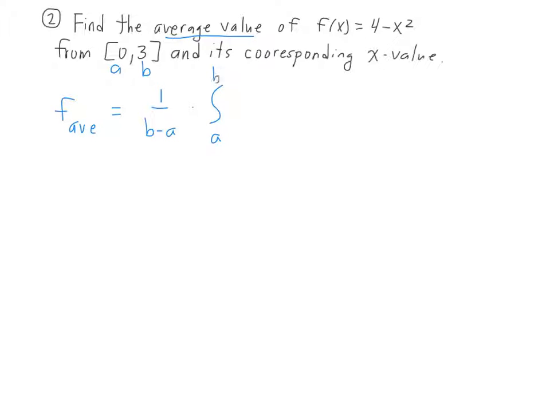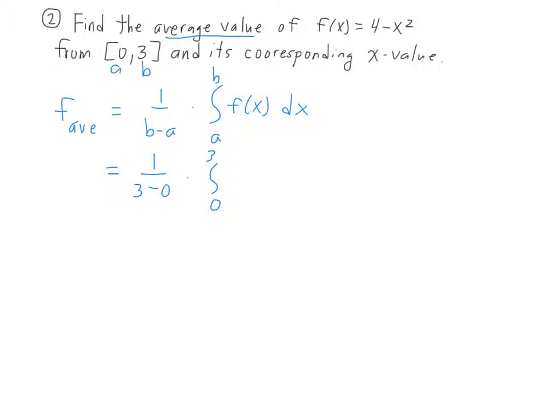Remember, you're going to have to commit this to memory. It's not going to be given to you. So our average value here, we're going to have 1 over 3 minus 0 times, and then we're going to take those and turn them into our bounds on this definite integral.